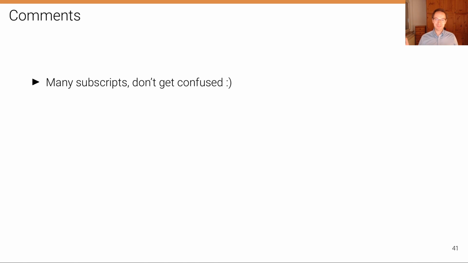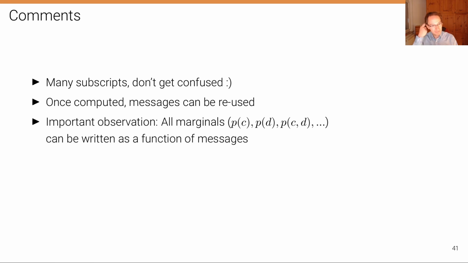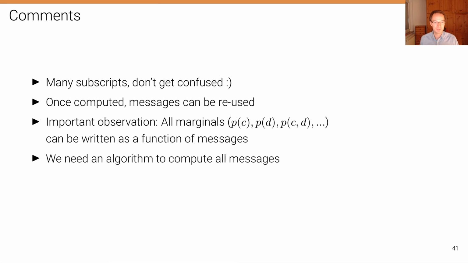Admittedly, there are many subscripts here and it's easy to get confused, and that's why we have an exciting exercise for you to practice this and to get a deeper understanding. But it's important to look a bit at these slides and to understand how indexing works here. Once computed, this is the message. Messages can be reused. And an important observation is that all the marginals can be written as a function of messages. And now we simply need an algorithm to compute all the messages.